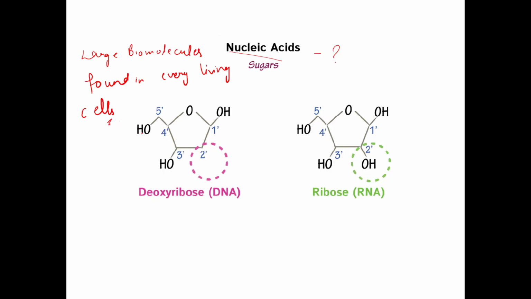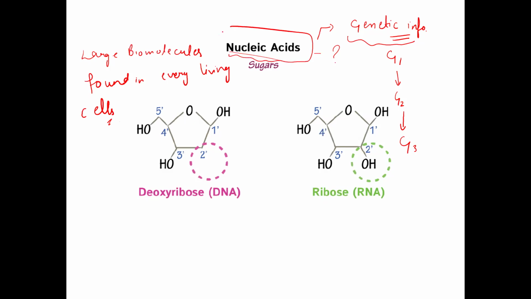Yes, they store and transfer genetic information. So, what is genetic information? Genetic information is the information which passes from generation 1 to generation 2 to generation 3. That kind of information is called genetic information. All the genetic information is stored in molecular structures, and these are called nucleic acids.